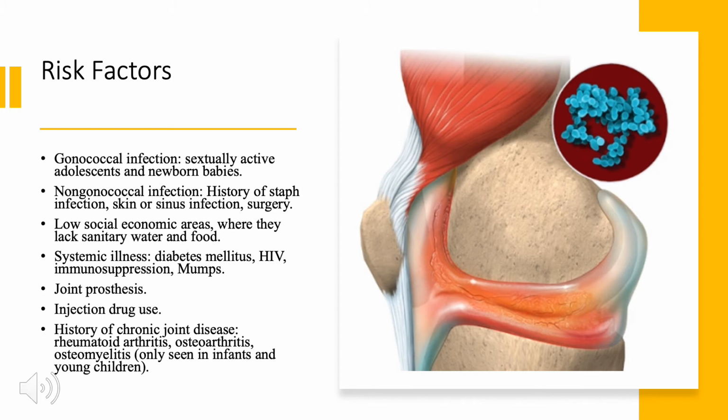Patients who have joint prosthetics are at more risk for infections in prosthetic joints than in natural joints. Drug users, such as heroin users, are at risk for septic arthritis because they could inject themselves with a dirty needle or share needles, which can increase the risk of infections. A history of chronic joint disease, especially rheumatoid arthritis, is a risk for infection because of the chronic inflammation of their joints.